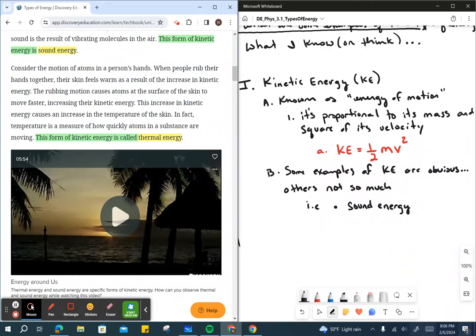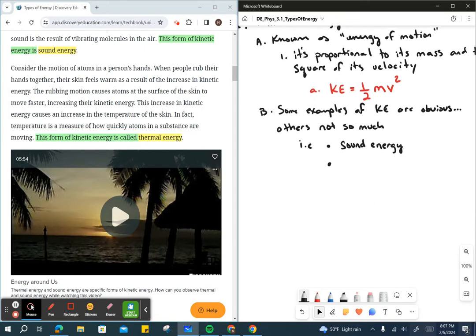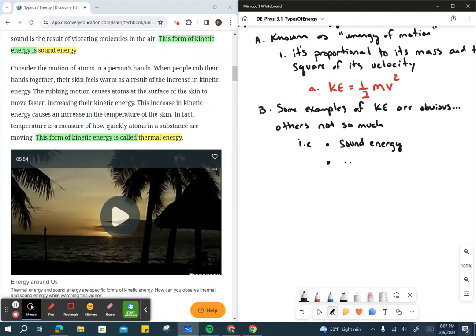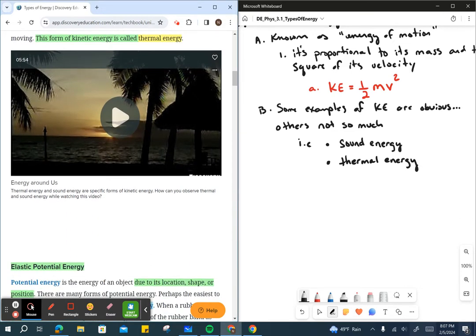This form of kinetic energy, what are they talking about here? You rub your hands together, you feel the warmth. The rubbing motion causes atoms at the surface of your skin to move faster, increasing their kinetic energy. This form of kinetic energy is called thermal energy. So we're talking about forms of kinetic energy that are not so obvious. Thermal energy. Okay. You may want to watch that video there.